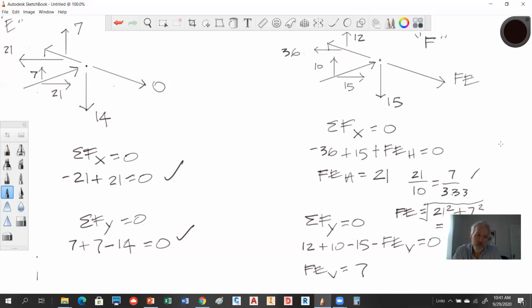One problem will be a joint. One problem will be a section. You won't have a choice on which to do. I'll tell you, you got to do one this way and one another way. Okay. So, anybody else? Nope.